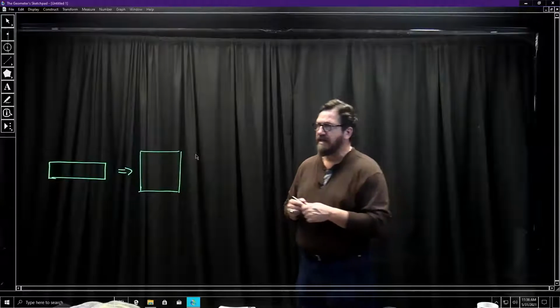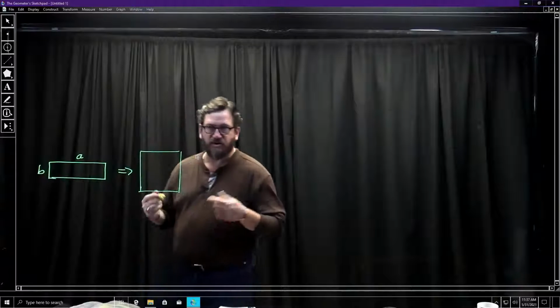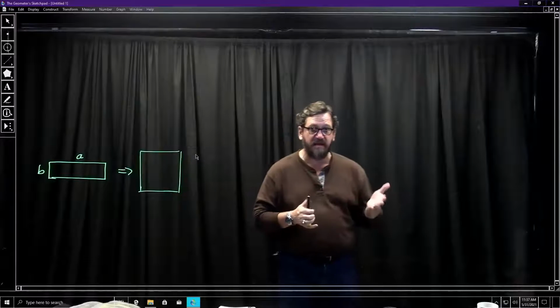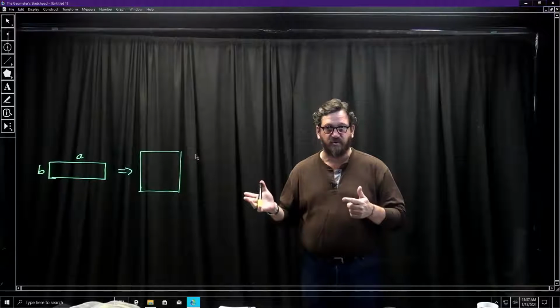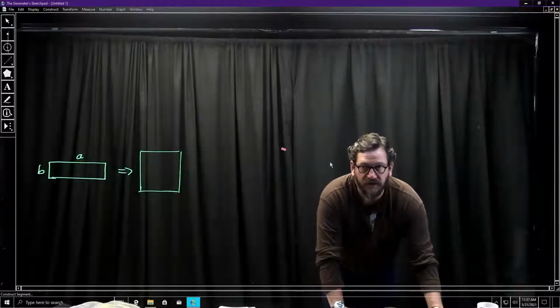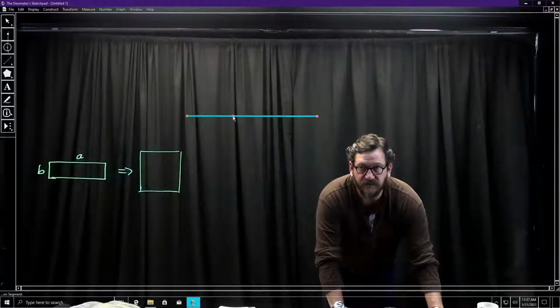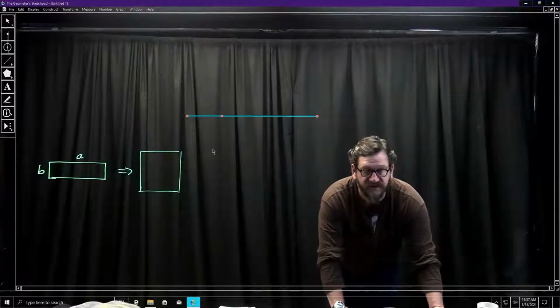I'm going to begin by labeling two sides of my rectangle with little a and little b. So I have rectangle AB, and the question is, can I construct a square of equal area? I'm going to begin with a segment. Here's my segment, and I'm going to put a point on it right there. This point can move back and forth but can't jump off of it. It has to stay right there.